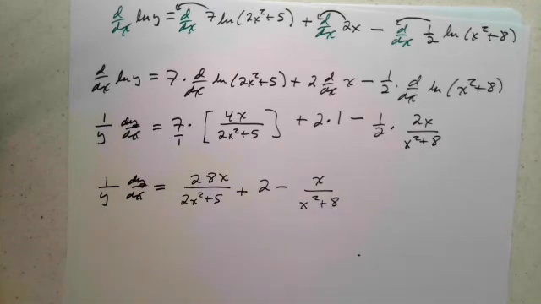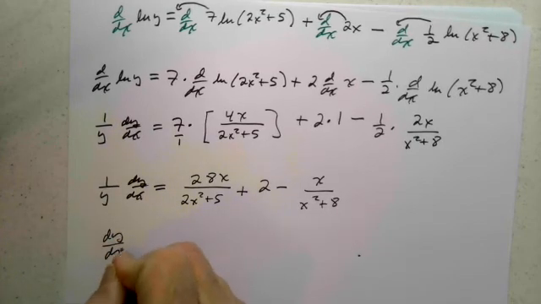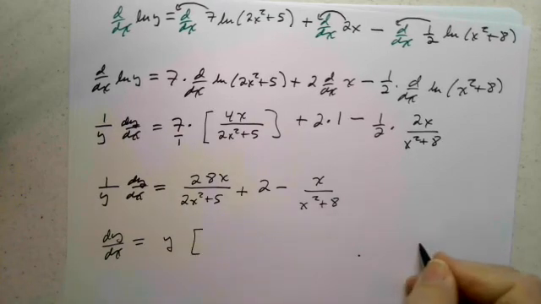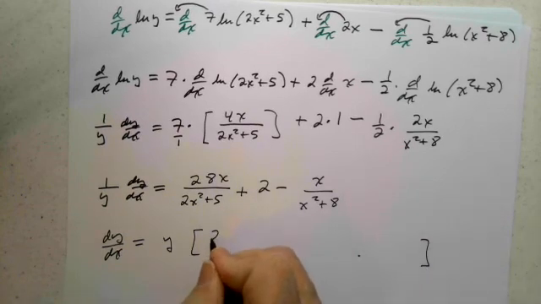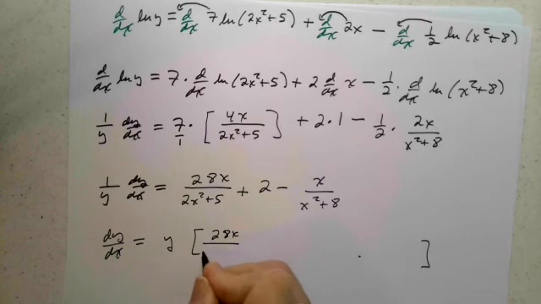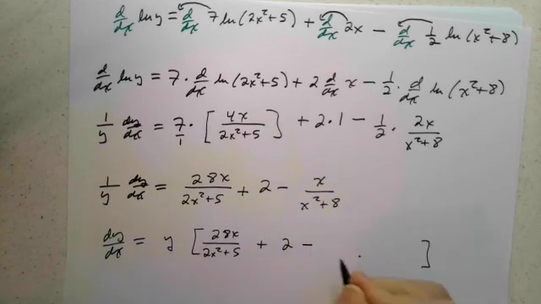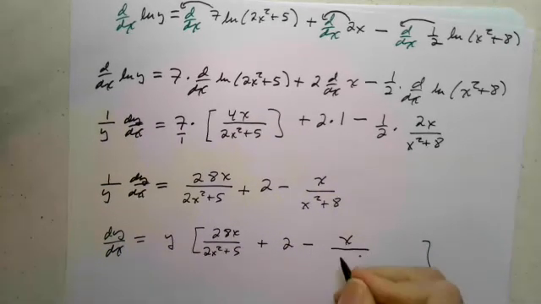And remember, our goal is to solve for dy dx. That's what we're looking for here. So how am I going to find dy dx? I've got 1 over y times dy dx. So I need to multiply both sides by y. Multiplying both sides by y will enable me to solve for dy dx. So my next line will be dy dx equals y times all of that stuff on the right. So 28x over 2x squared plus 5 plus 2 minus x over x squared plus 8.